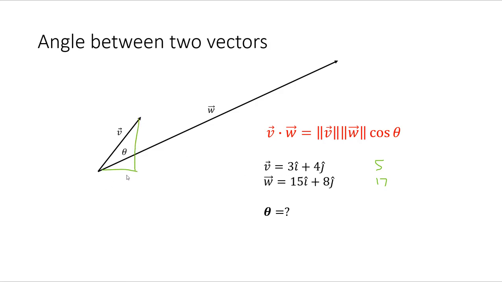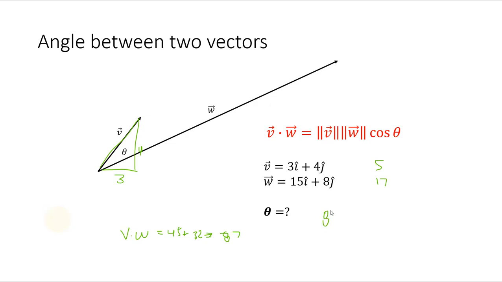We have this triangle here, that's a 3, that's a 4. The Pythagorean theorem gives us 5. Same thing for the other one. So we have the magnitudes. The dot product would be really easy. The dot product of v dot w would just be 45 plus 32, which is 77. No, it's 87.